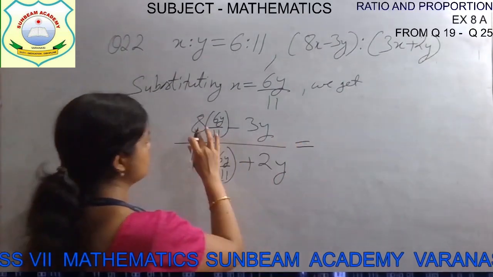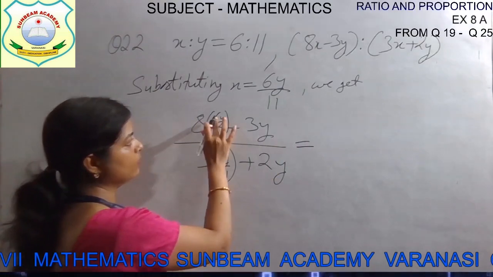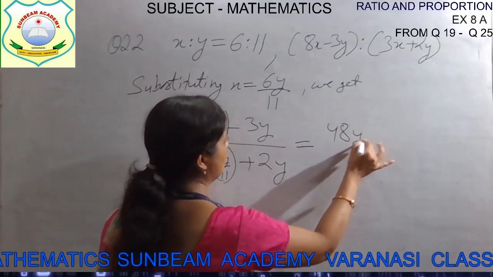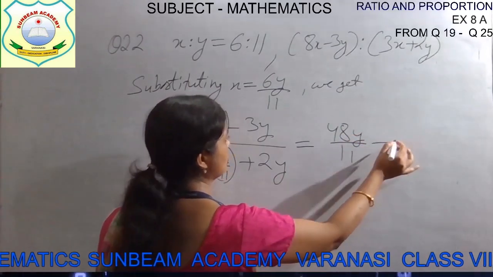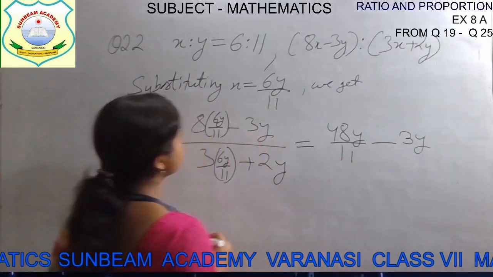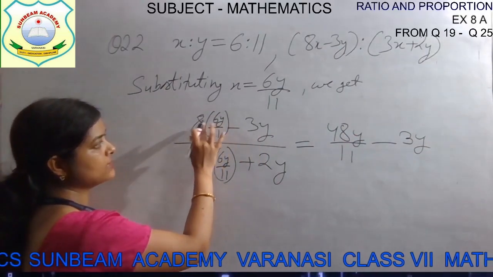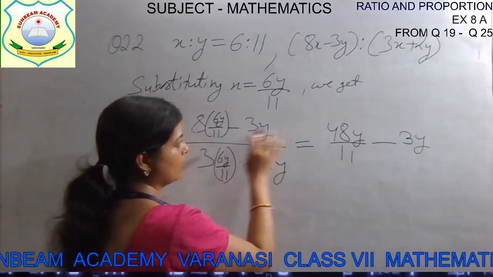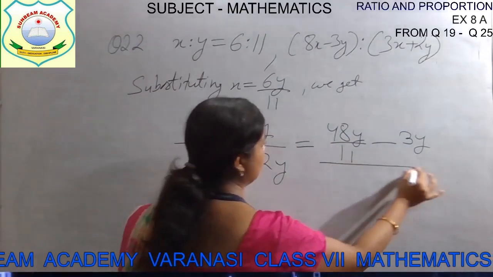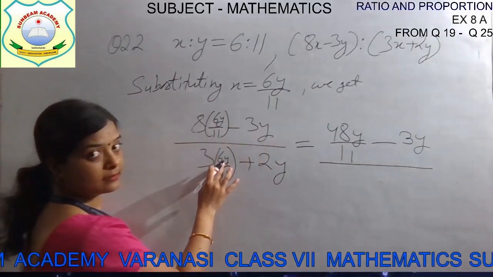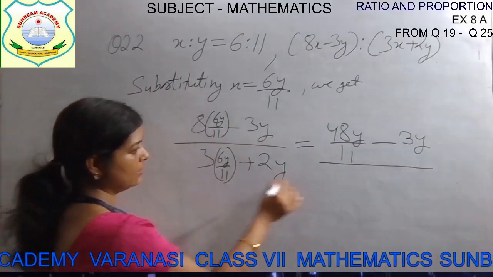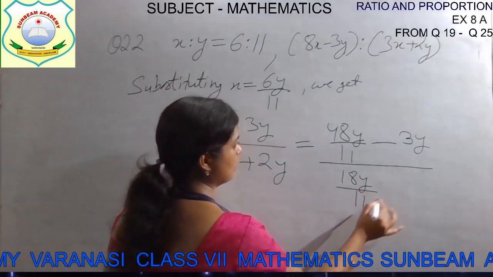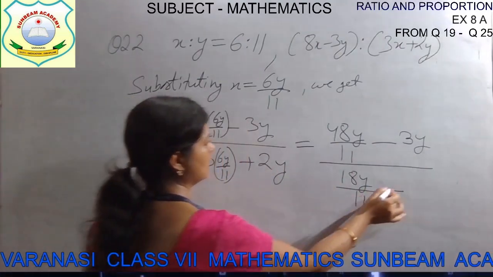Now when we solve this, multiply numerator with numerator. 8 6s are 48y by 11 minus 3y. This 8 will multiply with 6, so 8 6s are 48, divided by 11, and y is there, so we write y. Minus 3y as it is, divided by 3 6s are 18, so in the numerator it is 18y by 11 plus 2y.